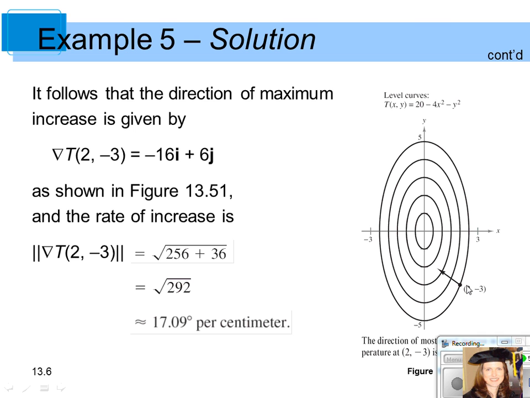17.09 degrees per centimeter. Looking in all the directions, it appears that the plate is hottest close to the origin. So if you're at this point, you want to look at the direction of the greatest increase in temperature. It gets hotter and hotter as you approach the origin.